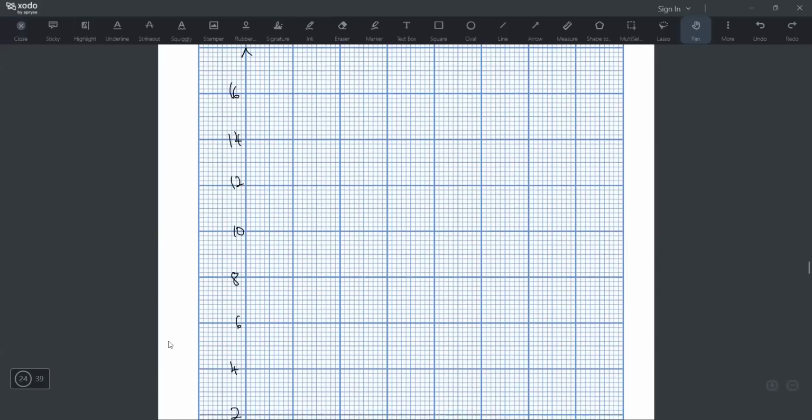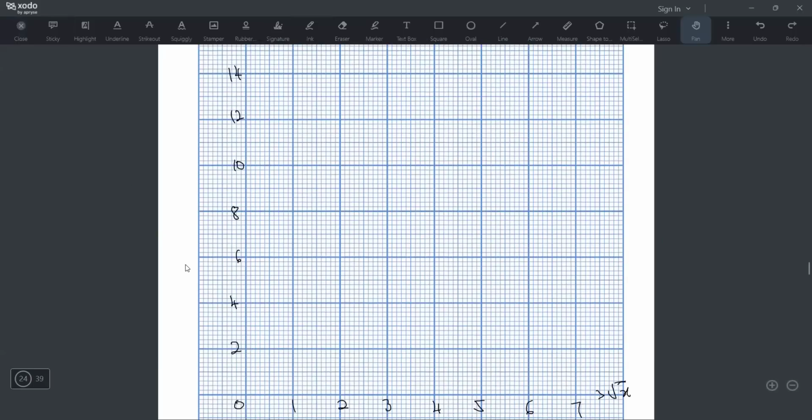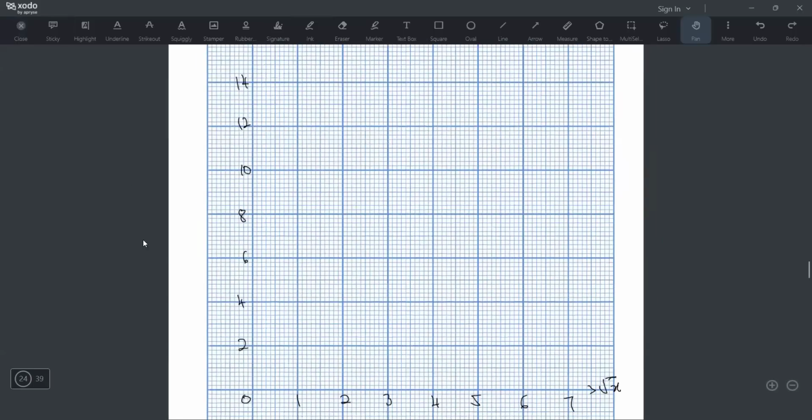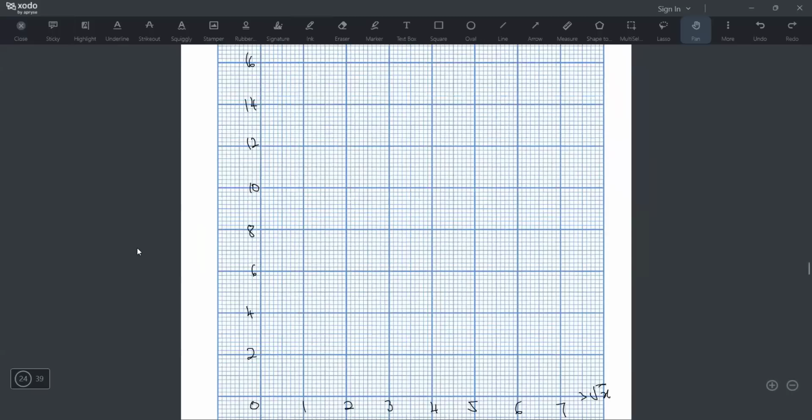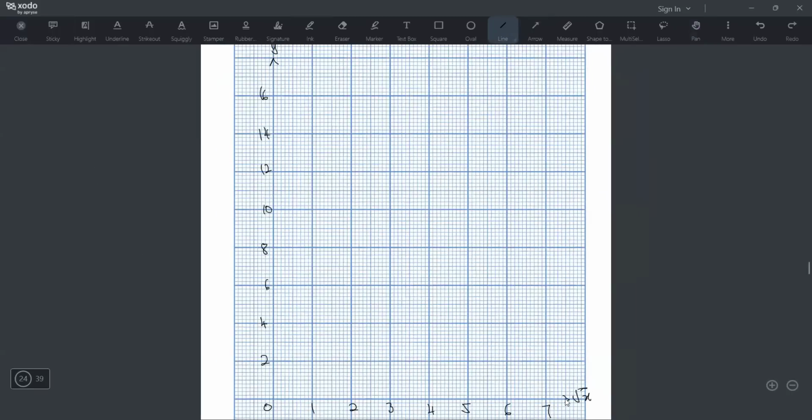These are the axes. Now we can plot the points. Okay, wait, let me make it a bit smaller. Let me draw the axes, so like this and like this.